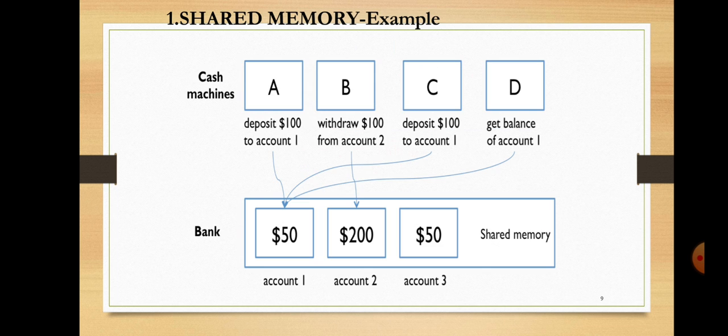Example, there are 4 cash machines, that is A, B, C and D. All of them are accessing this shared memory.